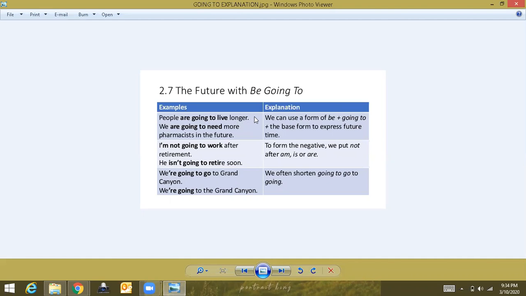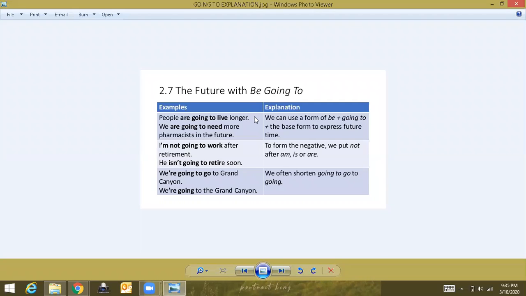People are going to live longer. How do you say that in Spanish? ¿Qué dice ahí? Que van a vivir mucho tiempo. Sí, la gente va a vivir más tiempo, longer. What about number two? We're going to need more pharmacists in the future. ¿Qué dice ahí? Necesitamos más farmacéuticos. ¿Vamos a necesitar más qué? Fármacos. Yes, or pharmacist, se le dice a la persona que atiende. Yeah, exactly. Pharmacist in the future.